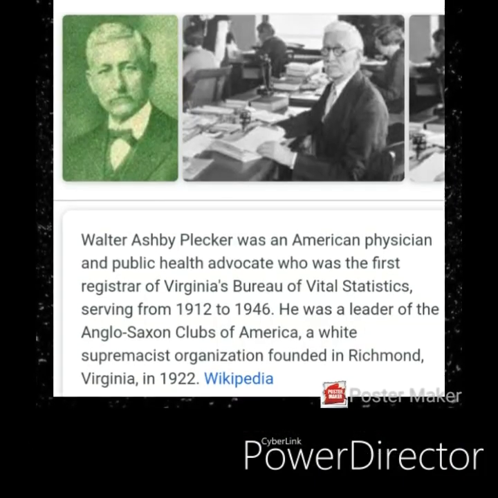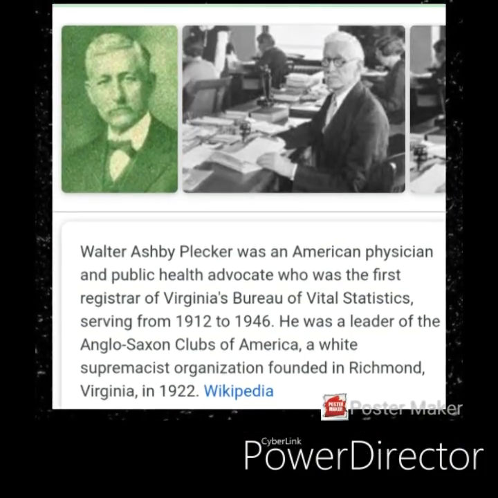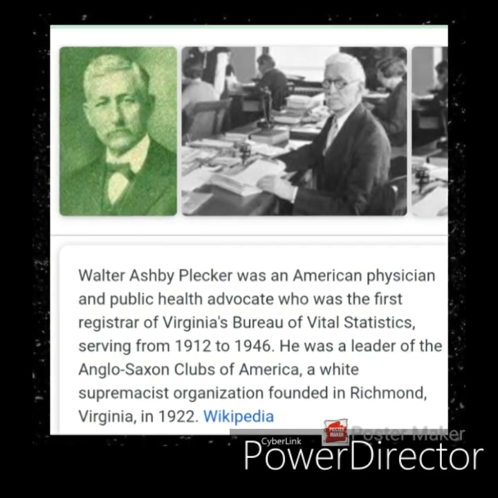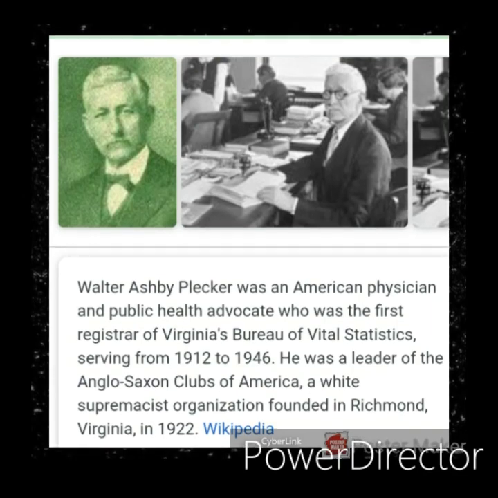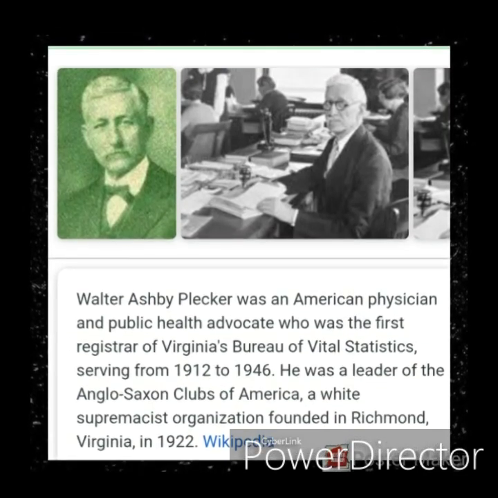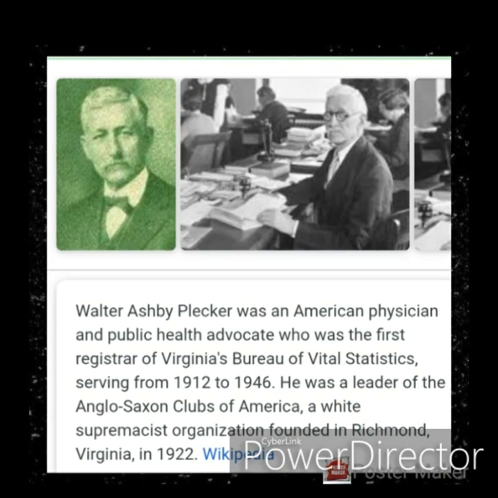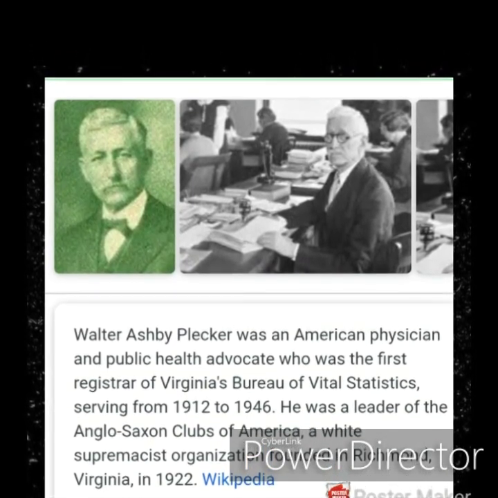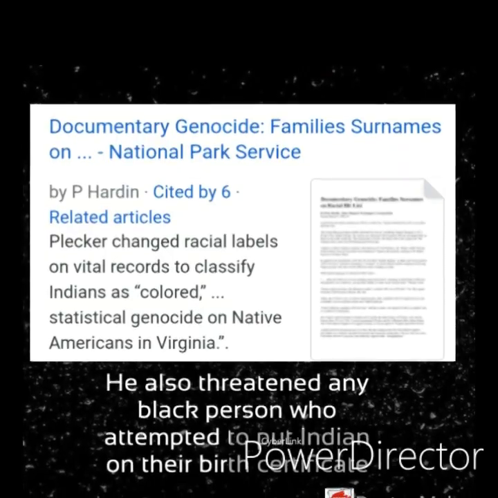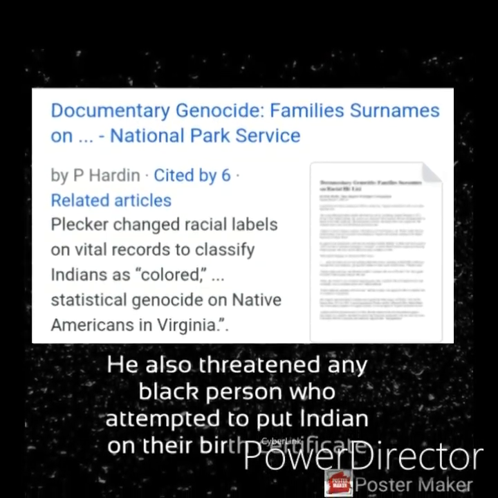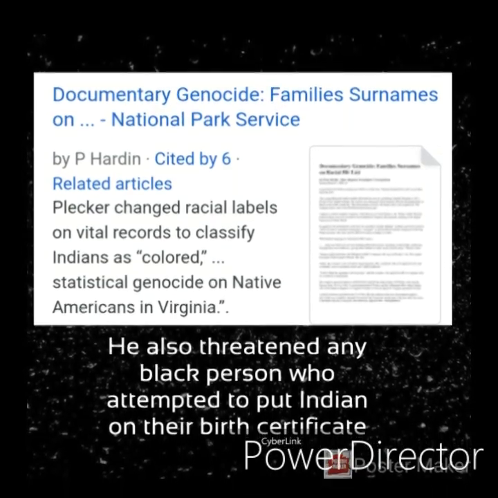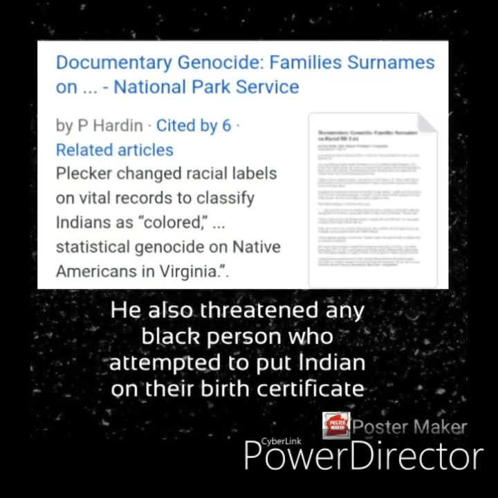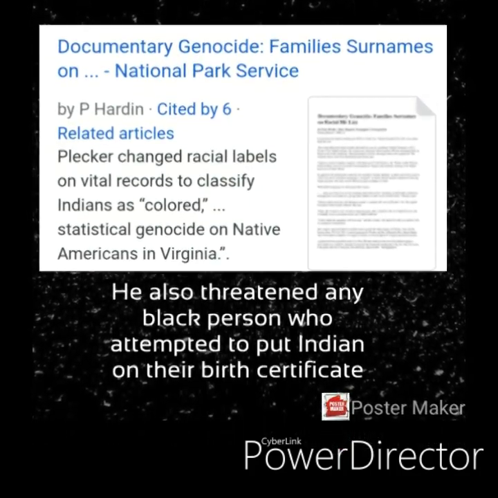Walter Plecker was an American doctor, and he was also the first registrar of Virginia's Bureau of Vital Statistics. He served from 1912 to 1946. He was also the leader of the Anglo-Saxon Clubs of America, which is a white supremacist group founded in Richmond, Virginia in 1922. And he is the reason why all black people in America today are classified as black or colored instead of their original classification of Indian. He even threatened any black person who attempted to put Indian on their birth certificate.